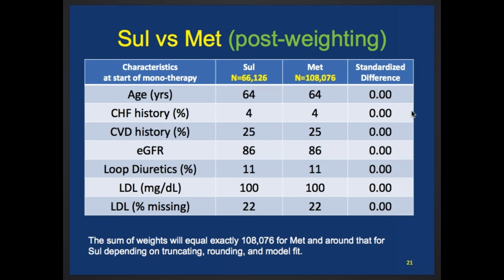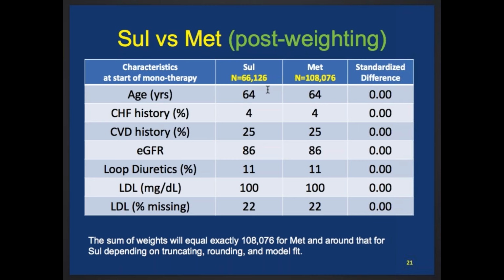Can I ask you, why does the weight of the sulfonylurea set equal the original 10 of that group? Why does it equal the other group? Like, if we summed up those weights, why would we get 108,000 instead of 66,000?